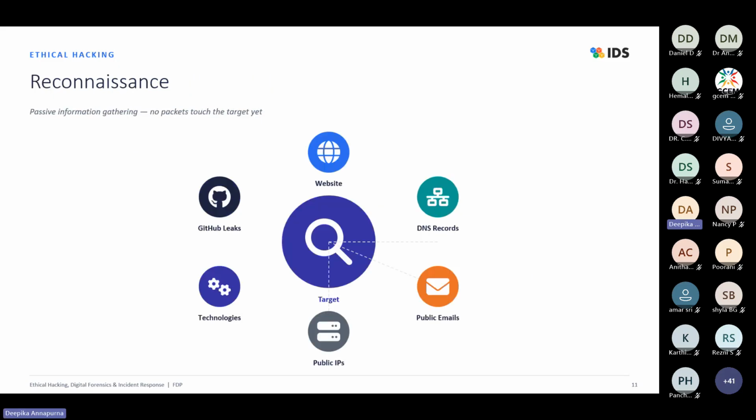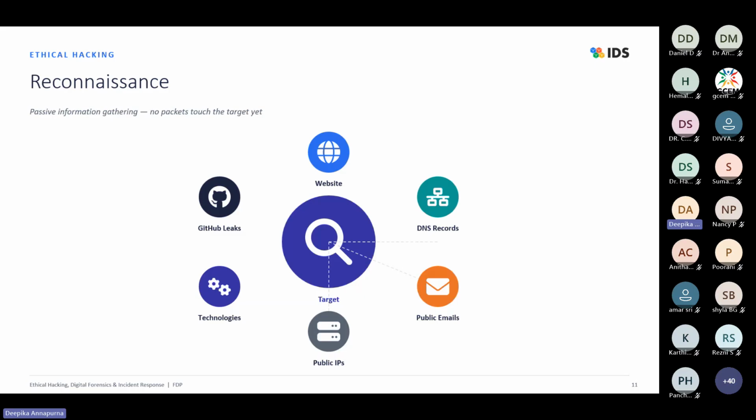So the first step, as I told you, is reconnaissance. What information gathering will happen? This is called passive information gathering. Without your consent, they're just gathering it from a distance, not actively, just gathering all the information. So no packets touch the target yet. This is the information gathering phase. Hacking will not happen immediately. It will happen slowly, step by step.